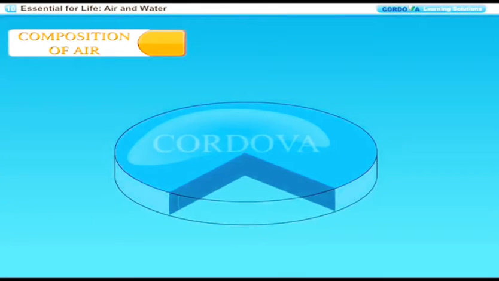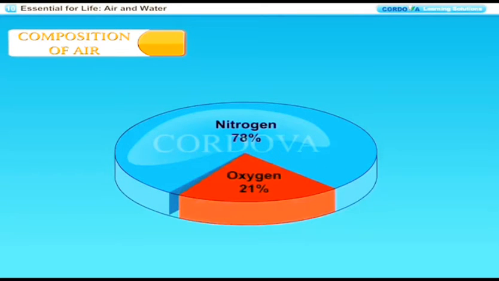Composition of air. Air is a mixture of many gases, about 78% nitrogen, 21% oxygen, and 1% other gases like neon, argon, carbon dioxide, ozone are present in air. It also contains water vapor and dust particles.